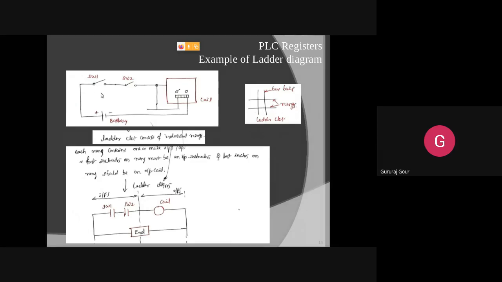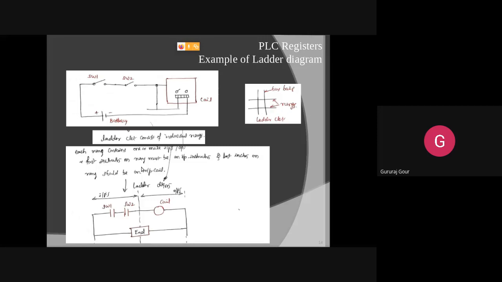Another thing that you need to remember is two words in the ladder circuitry. The vertical lines are known as bars, and horizontal lines are known as rungs. So a ladder circuit consists of individual rungs. You can see horizontal lines. Rungs means horizontal lines. Each rung or horizontal line contains one or more inputs or outputs. It may have one input or more than one input or outputs.